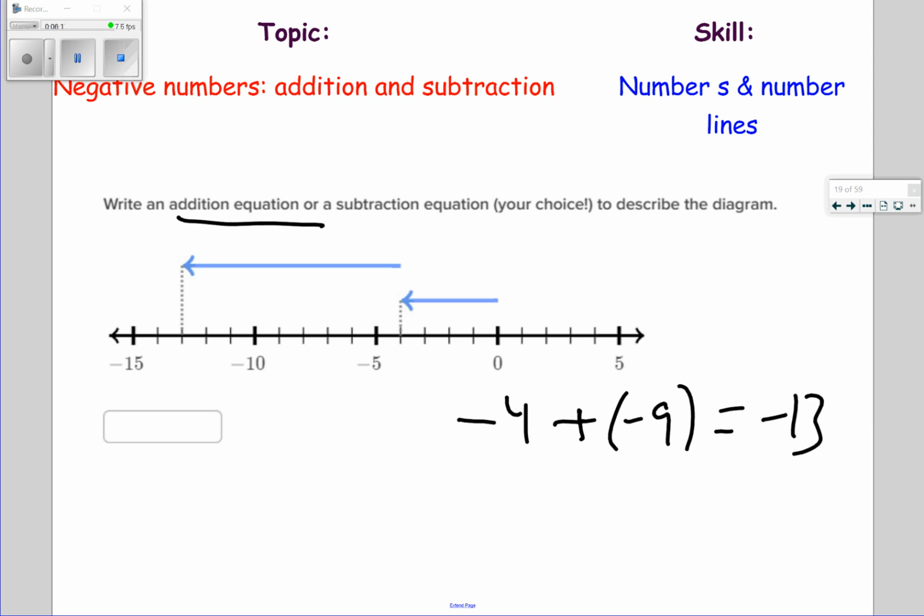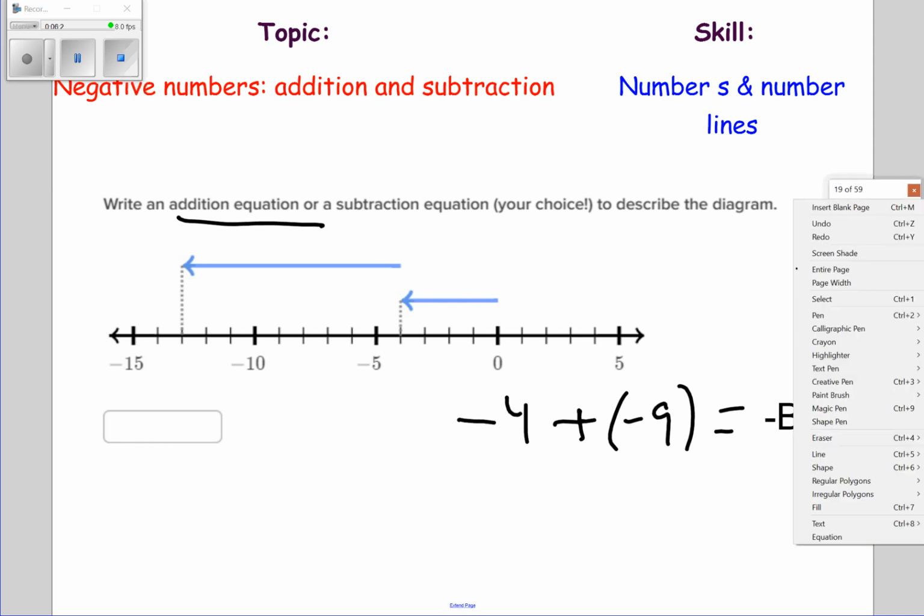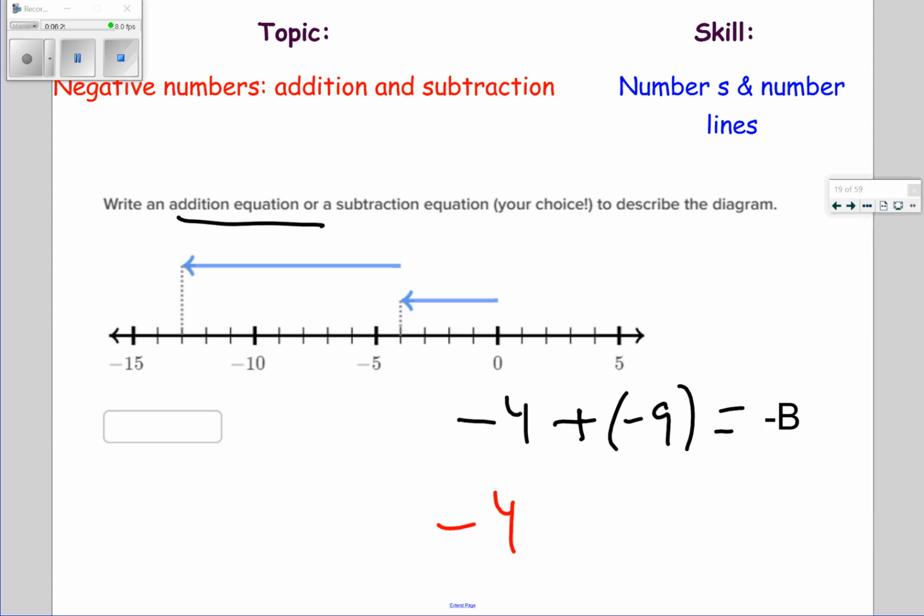I'm going to spare us because the video is getting a little long here. The last one, to do this as a subtraction equation, would be negative 4 minus, we're already going in the negative direction, so negative 9. So negative 4 plus negative 9 is the same as negative 4 and negative 9. So negative 4 minus 9 equals, let's pretend that didn't happen there, and that just says negative 13. Equals negative 13.